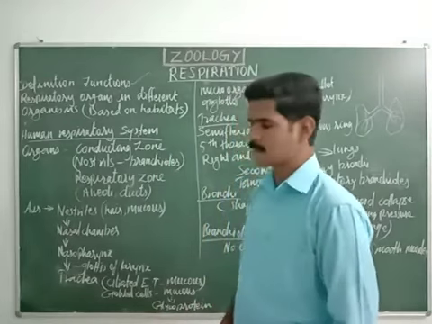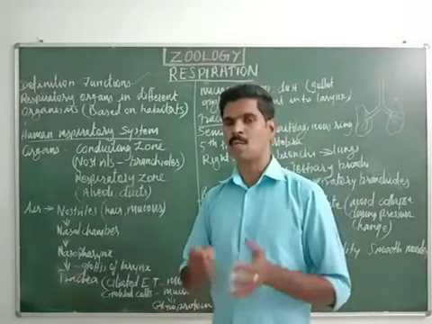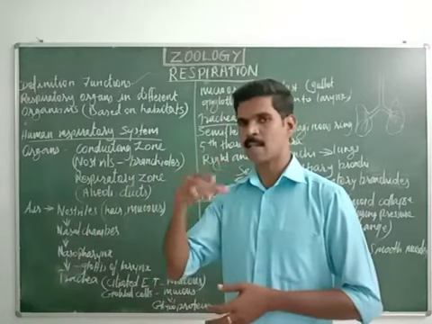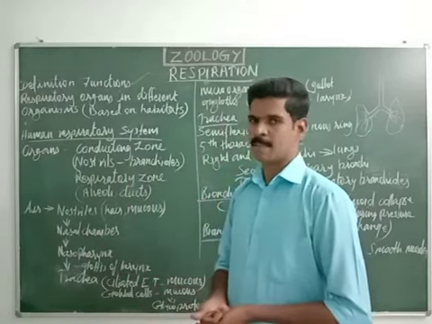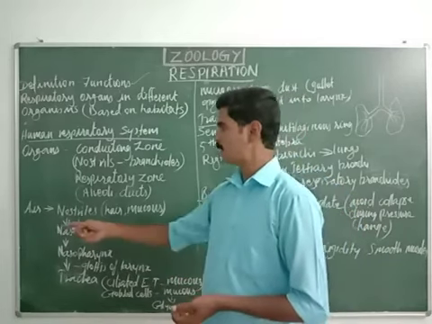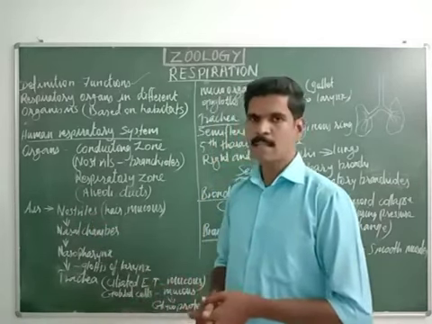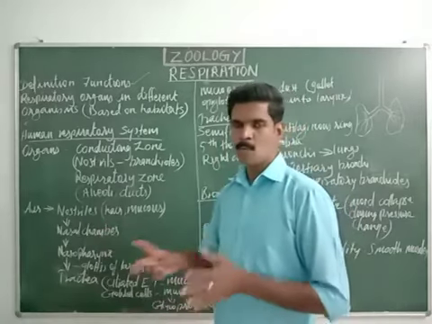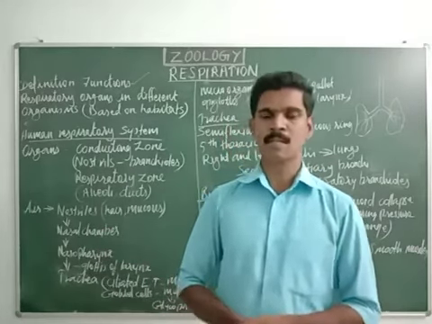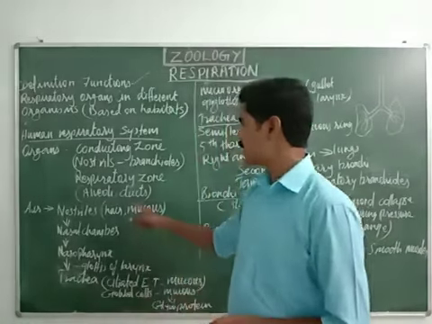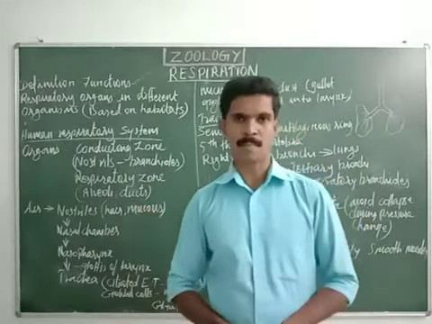Then next, the passage of air: how the air present in the outer environment passes and reaches our respiratory system. See, first the air enters our respiratory system through the external nostrils. You all know that inside the external nostrils, a lot of hairs and mucous membrane are present.